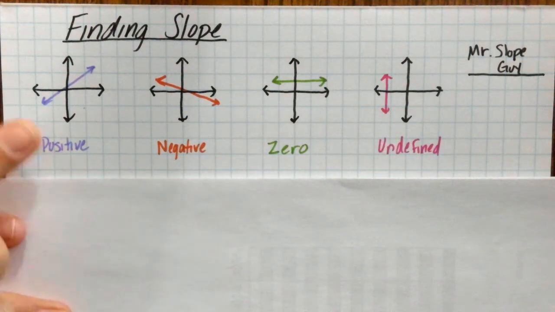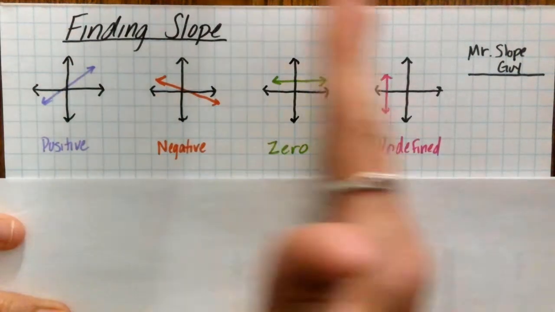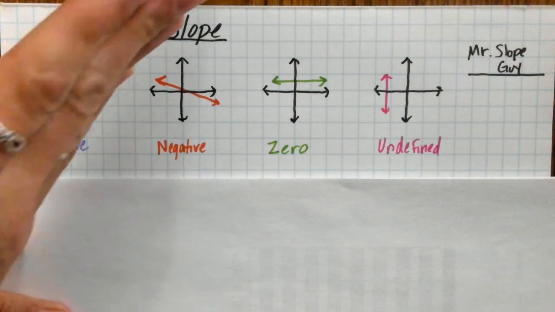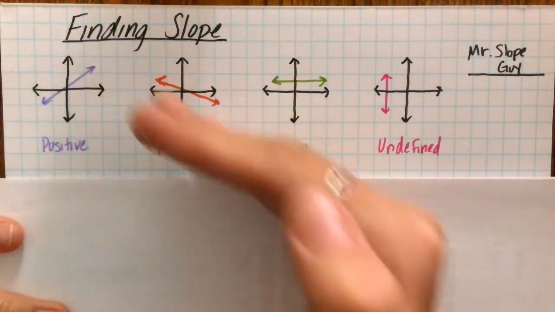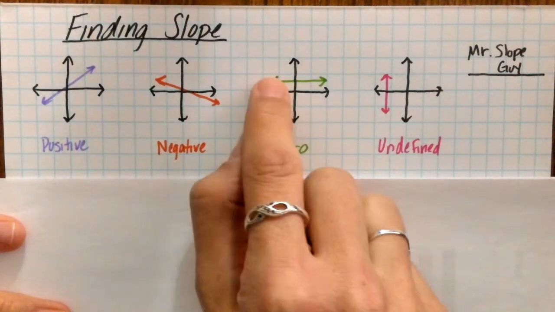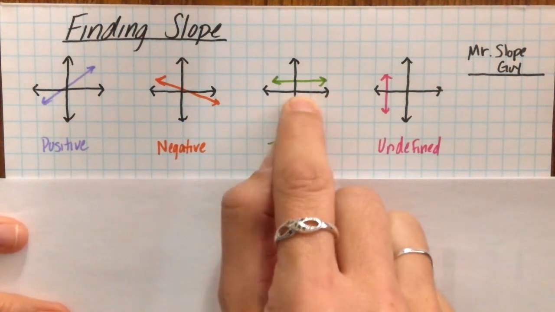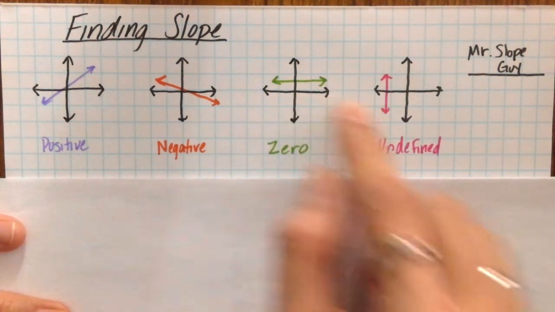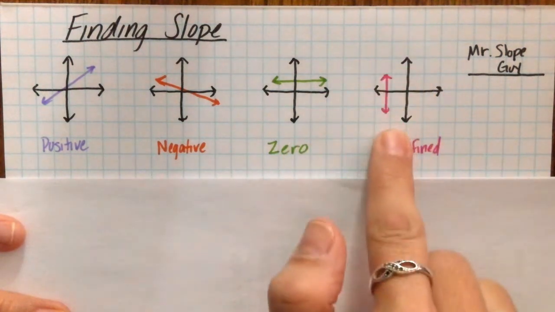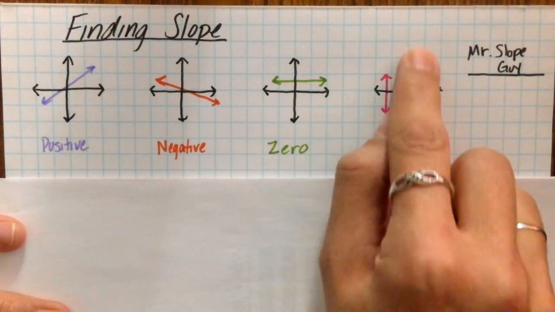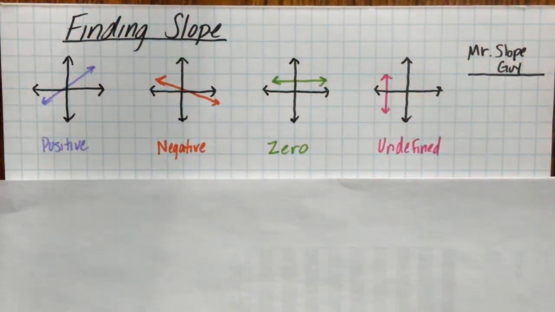We remember that if we're going up the hill, we always go left to right when reading. If we go up the hill, we're going positive. If we're coming down the hill, we're going negative. 0 is going to be a straight line, horizontal, parallel with your x-axis. Your undefined is going to go vertically. It's going to be parallel to your y-axis.